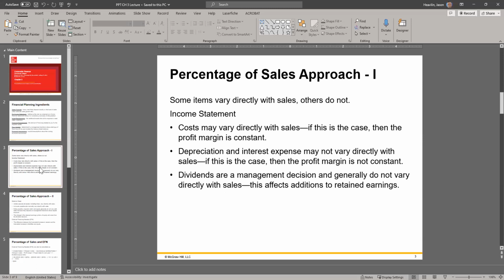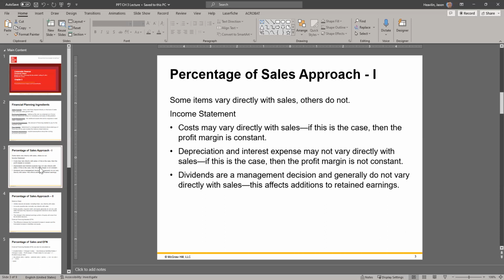Dividends are a management decision and generally do not vary directly with sales. This affects retained earnings. So dividends come into play after the income statement is built, because now you have a net income and then the company decides if they're going to pay out dividends or retain all the income that came into the company.